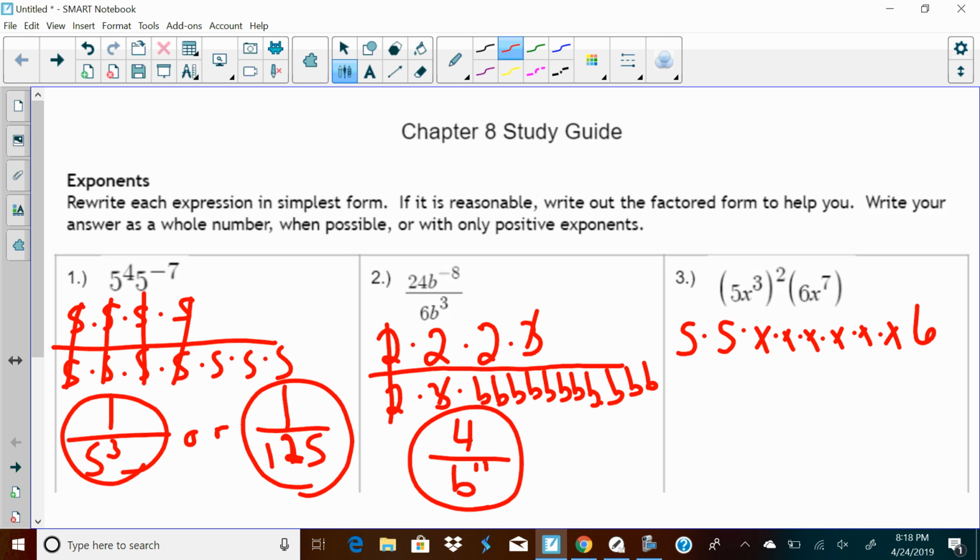So I'm not going to write out the 7 more x's. So I know that I have 5 times 5 is 25. 25 times 6 is 150. Plus I have 13 x's.